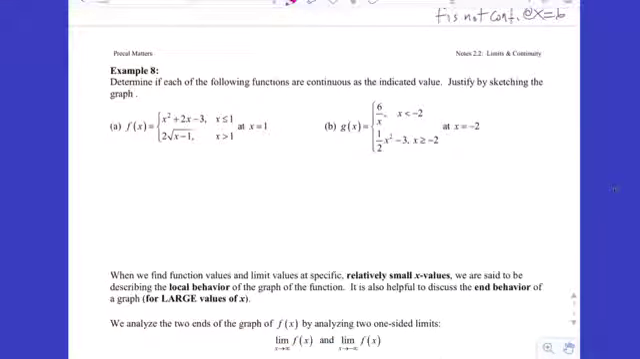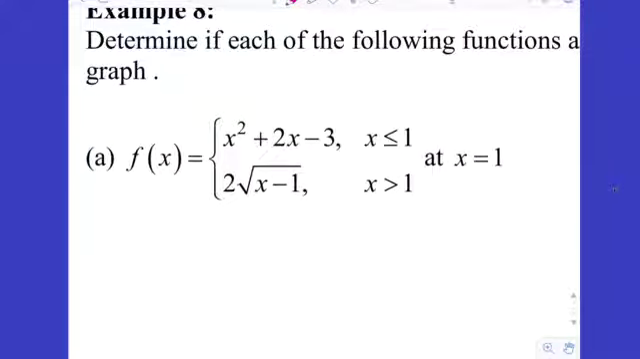So picking up at example 8, it says determine if each of the following functions are continuous at the indicated value, and then it says to justify by sketching the graph. So what we just did in the warm-up is exactly what I'm going to do here. I am going to try to answer the question without sketching the graph, and then I'm going to sketch the graph afterwards just to reinforce what we came up with without the graph.